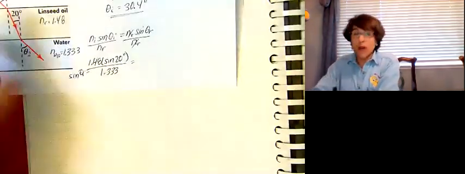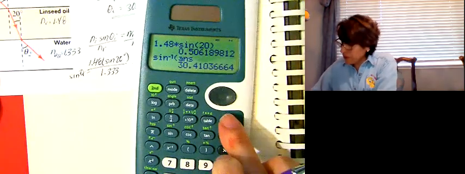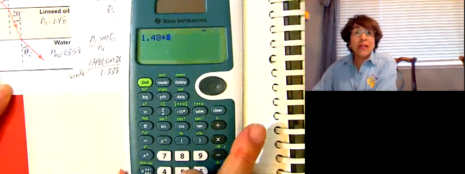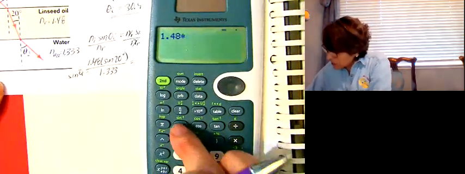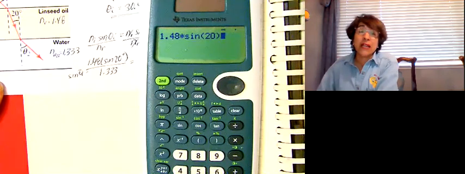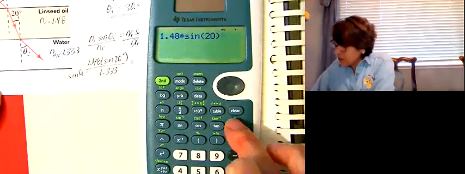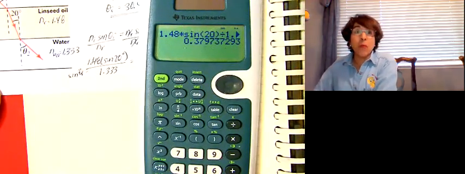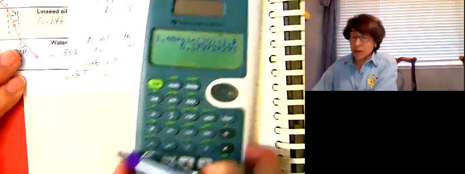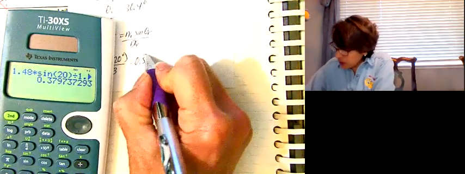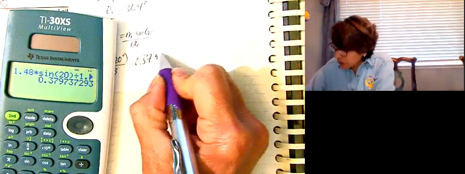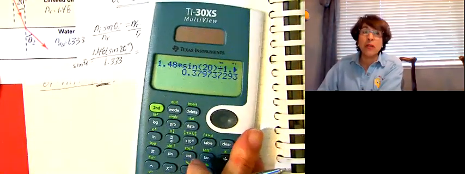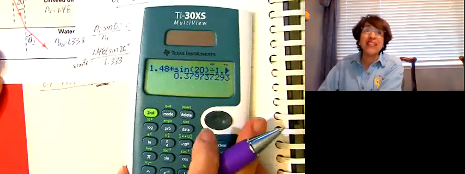Okay, let's do the calculator. I have 1.48 times the sine of 20, close parentheses, and I can divide it all at once, divided by 1.333. There we go, 0.379, etc. Remember, I don't want you to truncate this. Don't round this off, because you want this as accurate as possible. You only round it off at the very end.